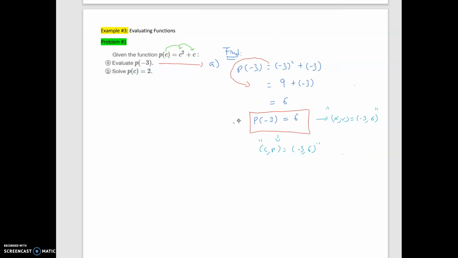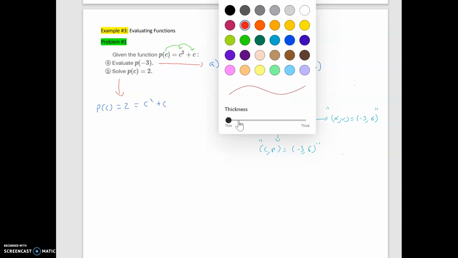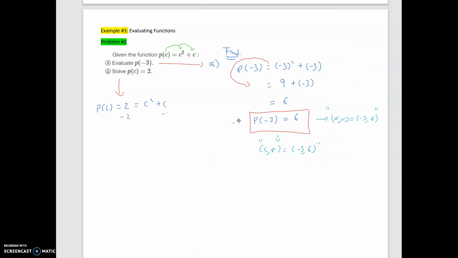Now, B is going to be a little bit more complex because of what we're given. We're given that p of c is equal to 2, which means that 2 is equal to c squared plus c. We end up with a quadratic, so I'm just going to subtract and end up with the following: 0 is equal to c squared plus c minus 2. Since you have a quadratic, one possibility is to factor this one.